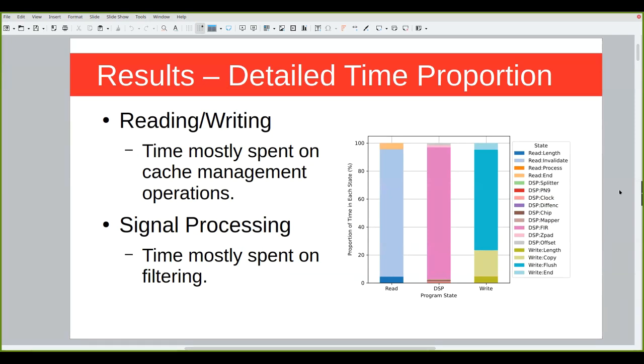To see what is taking time in these problematic parts of the system, a more detailed breakdown was measured. It was seen that during reading and writing, the majority of the time is spent on cache management. The majority of the time spent reading is spent on cache invalidation, and the majority of the time writing is spent on cache flushing and data copying.